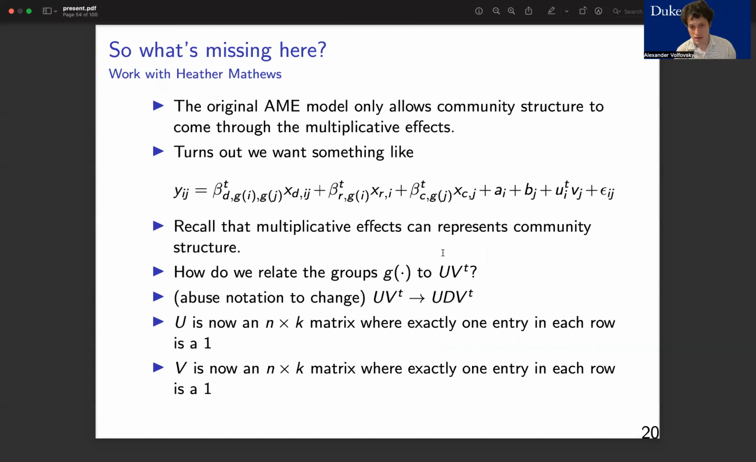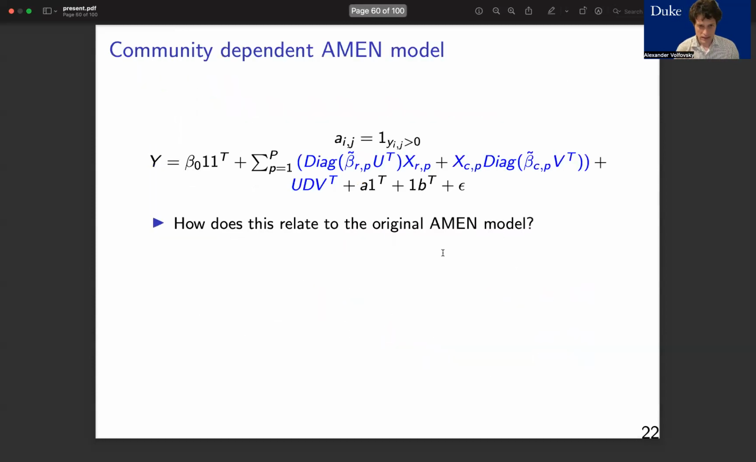So that's extremely promising, that we're able to write it down in terms of simple linear algebra operations. It turns out that you can actually write down this equation. Here we're only looking at row and column covariates, but there's an equivalent representation for dyadic covariates that depend on the different community structures. And we're able to think about how you would go about learning these new parameters, these new beta tildes.